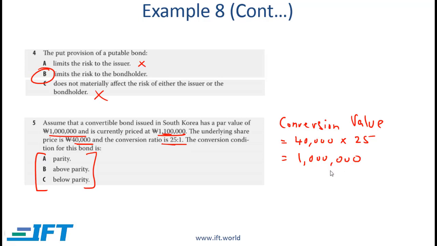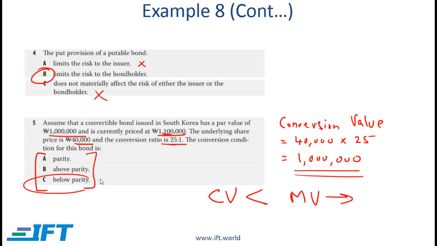So conversion value is 1 million. This is the value if the bond is converted. The market price of the bond is 1.1 million. When the conversion value is less than the market value, then we say that the condition is below parity. If the conversion value were greater than market value, then the condition would be above parity. If they are equal, then we'd say we have parity.